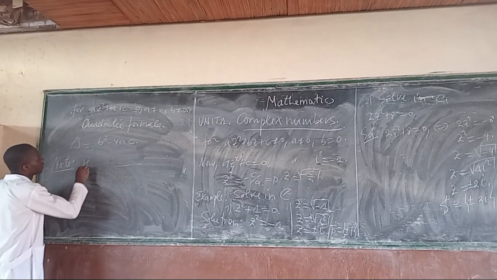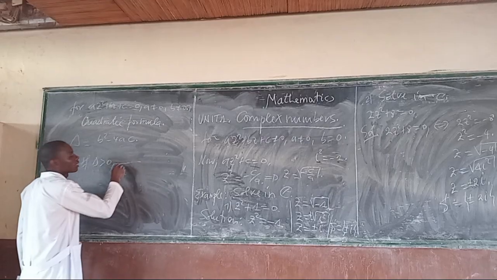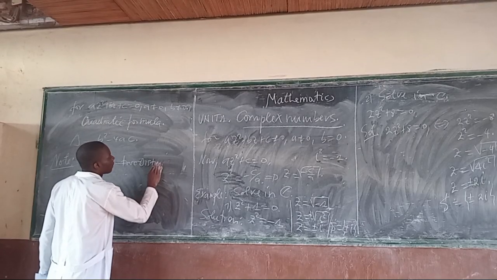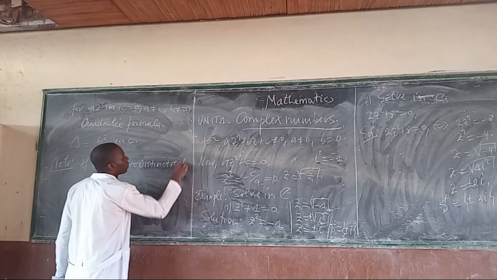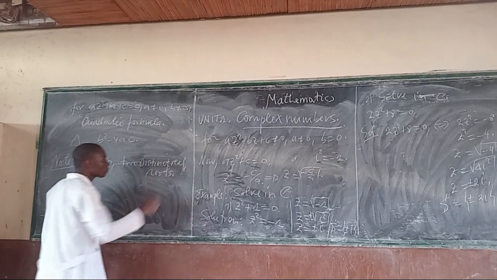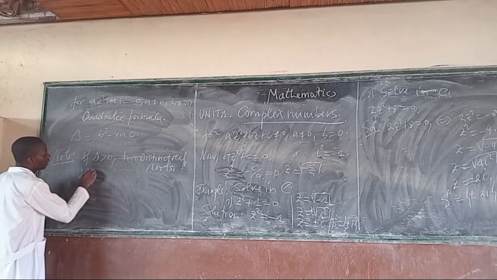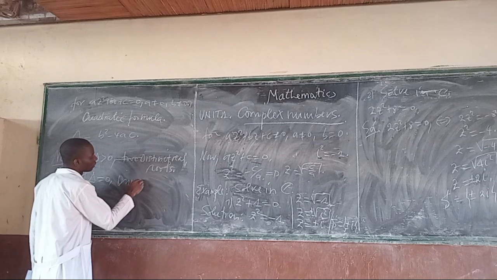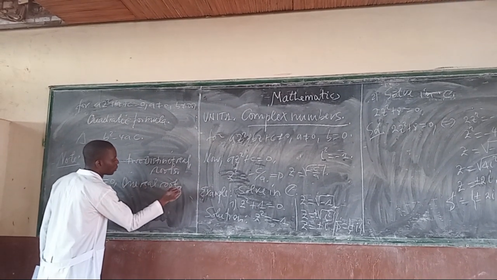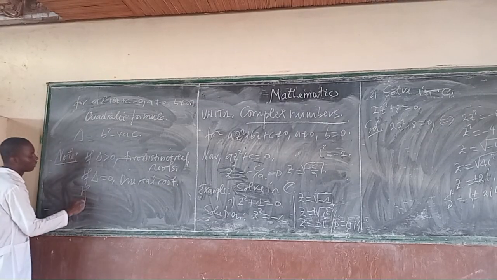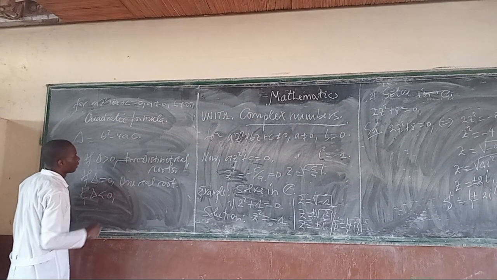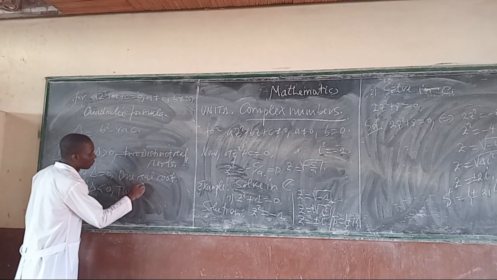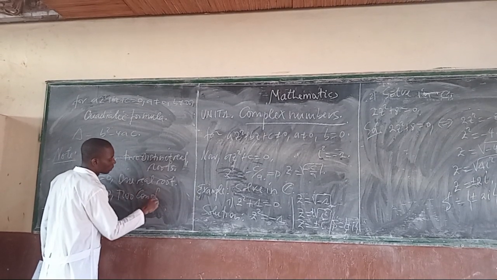For example, if the determinant is greater than 0, in this case we have two distinct real roots. If the determinant is equal to 0, in this case you have one real root. And if the determinant is negative, we cannot say that it is not possible or there is no solution, because we have two complex roots.